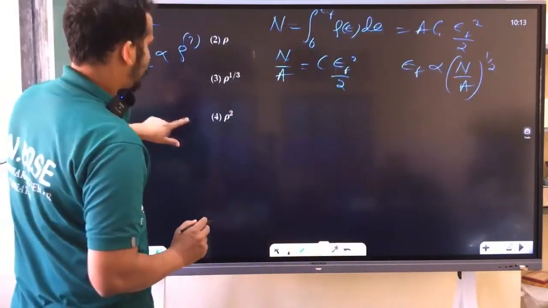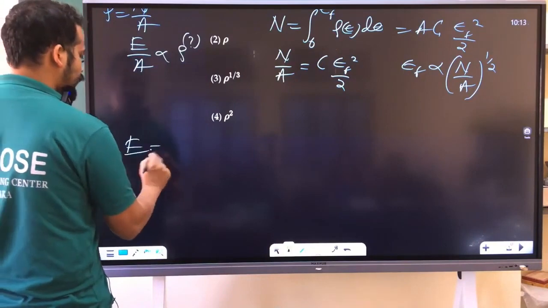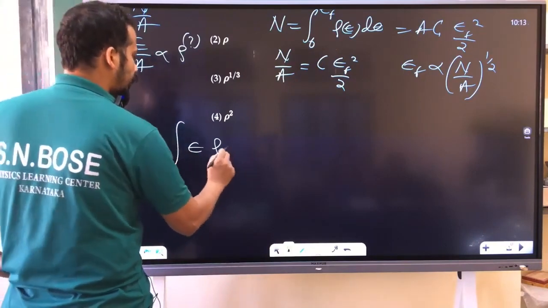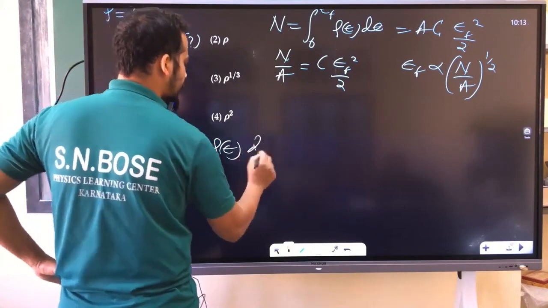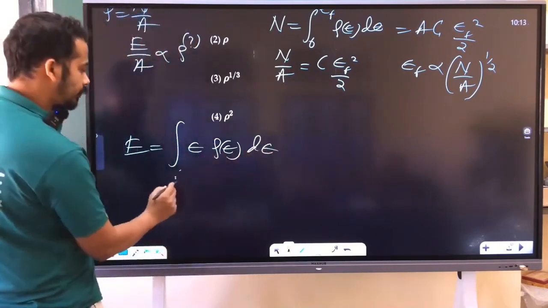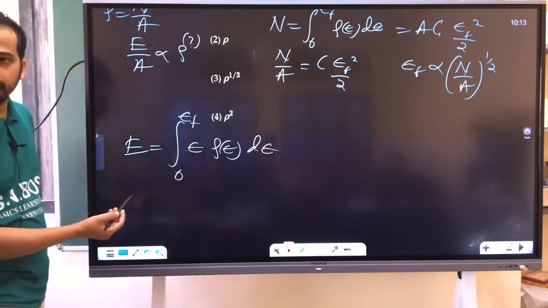So the next thing is energy. Energy is equal to the integral of E rho of E dE. F of E was there, but F of E is equal to 1. Am I right? The integral of E F of E rho of E dE from 0 to EF, and F of E is equal to 1. Is that okay?